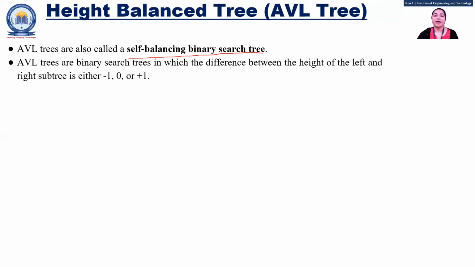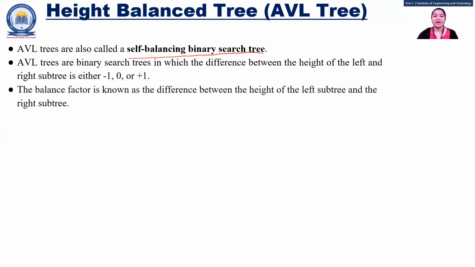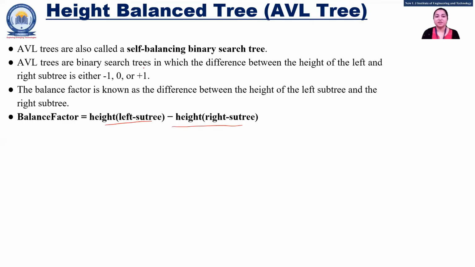And AVL trees are binary search trees in which the difference between the height of left and right subtree is either -1, 0 or +1. Means the difference of the height in left subtree and right subtree can at most be 1, not more than that. If the height difference between left and right subtree is greater than 1, then we can say that the tree is imbalanced tree. So the balance factor is known as the difference between the height of left subtree and the right subtree, and balance factor should be within these three numbers, -1, 0 or +1.